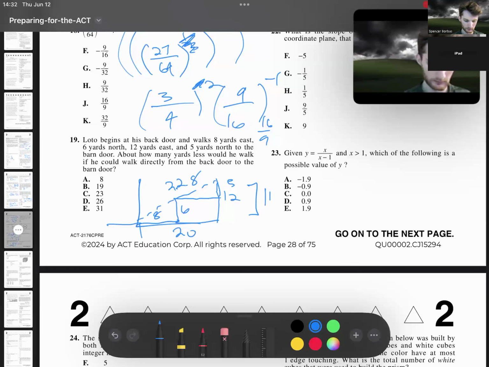So the Manhattan distance, which is all those numbers added together, is 31. 31 minus 22.8. I really shouldn't need a calculator for this. 8.2. That's about 8. All right, 19 is A.